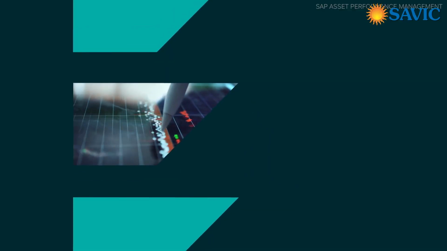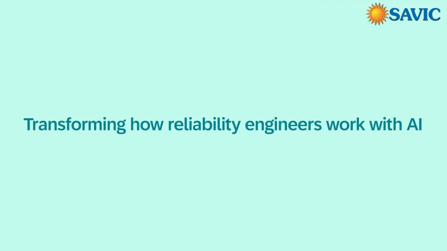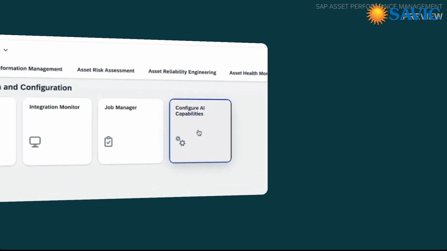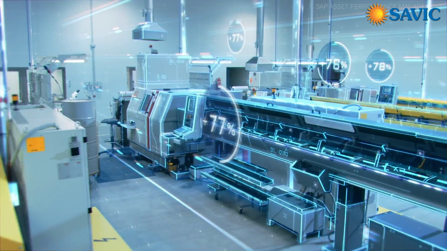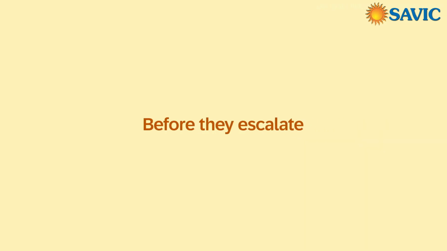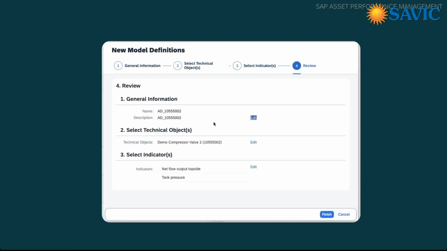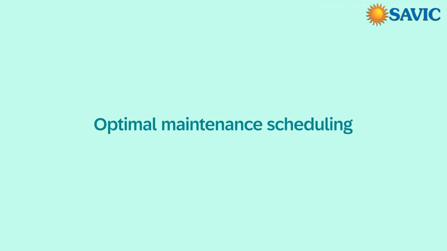To solve these challenges, we have introduced anomaly detection to SAP Asset Performance Management. This feature uses advanced AI and real-time IoT sensor data to identify potential issues before they escalate. It simplifies operations, transforming raw data into actionable insights for optimal maintenance scheduling.